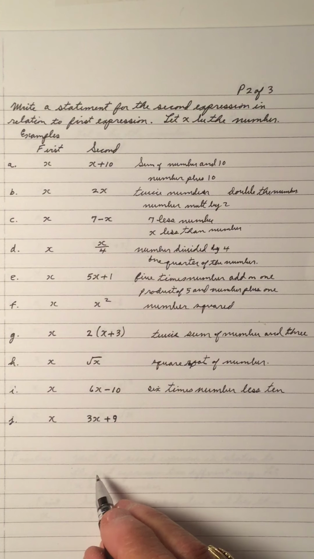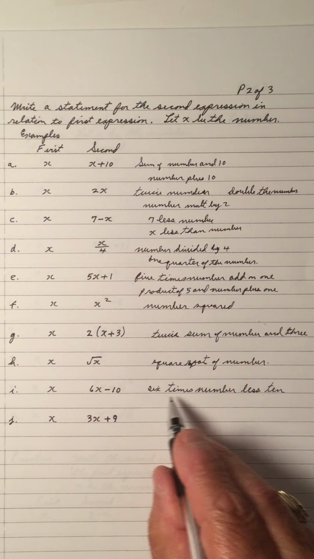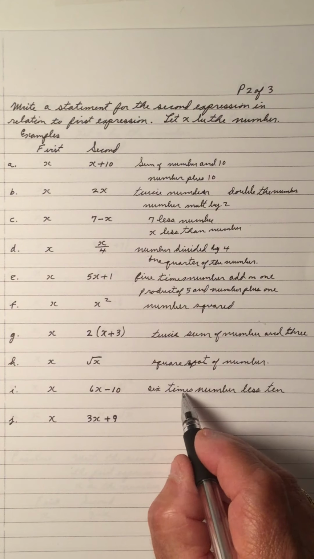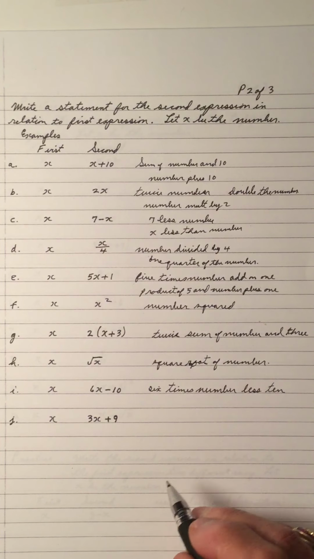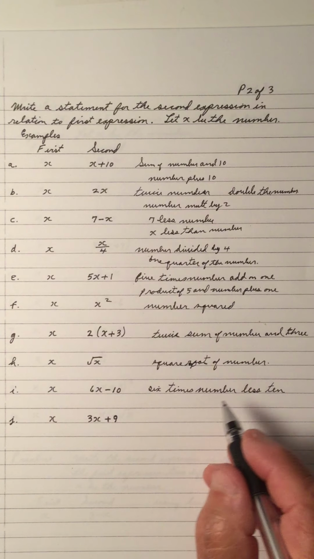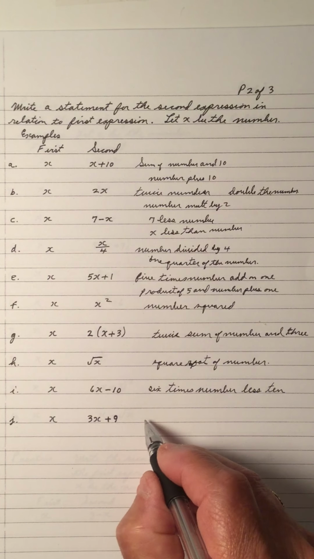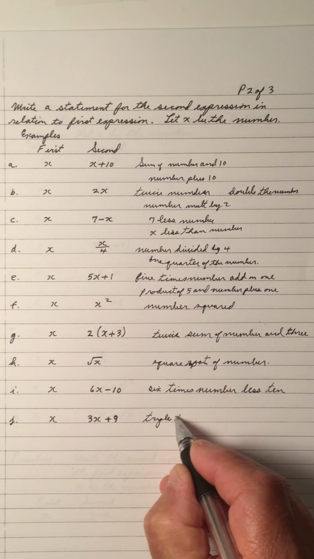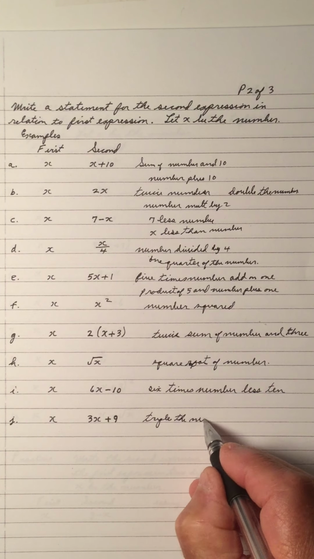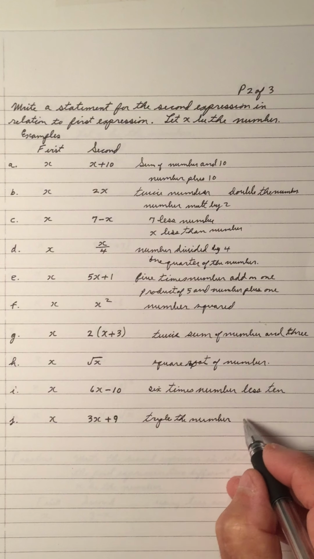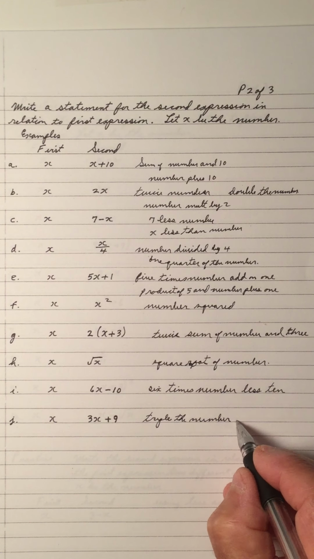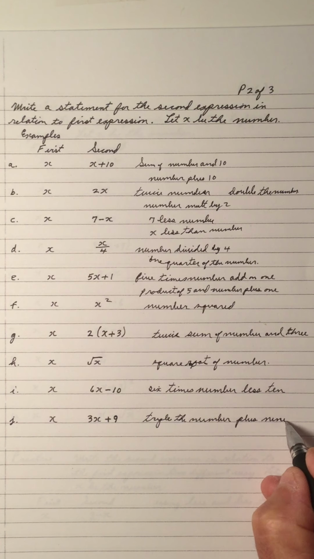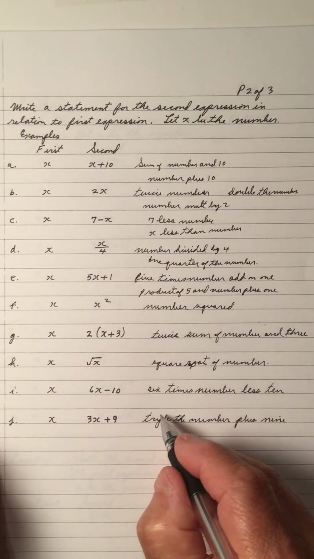6 times the number less 10. Or it could say 6 times the number subtract 10. Or it could say the product of 6 and the number less 10 times the same product. And again, we have triple the number, or the number tripled, plus or add plus 9. Different ways to say it.